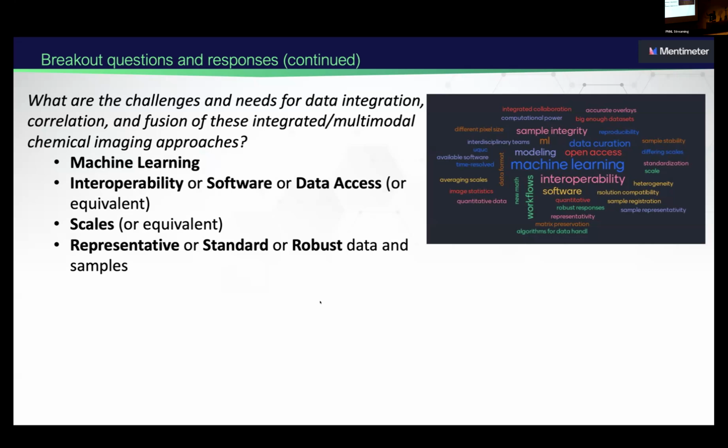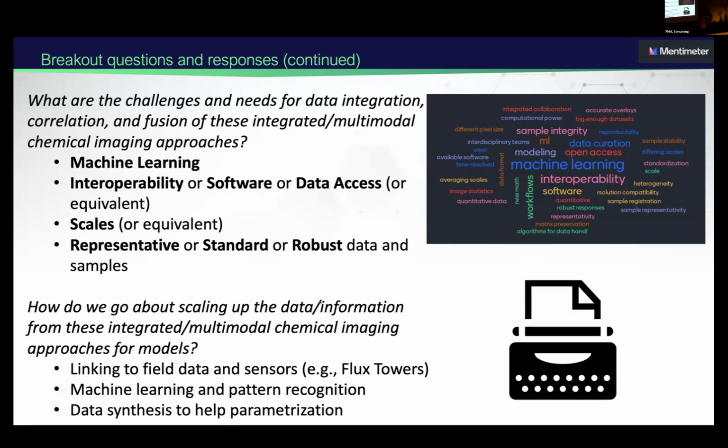So those first three questions we asked at the end of this breakout session were all single word clouds. The last question we asked was to fill in what you think are some of the biggest things related to scaling up data information, and how do we go from scaling up the data information from integrated multimodal chemical imaging approaches to models. So this was a more free-form answer. And from the major points that came across was linking field data and sensors, i.e. flux towers, though I will say that I felt like that answer was a little bit skewed because someone yelled flux towers and then everyone started typing it.